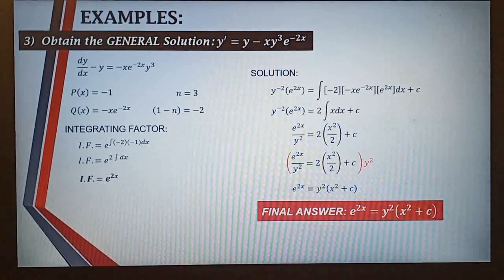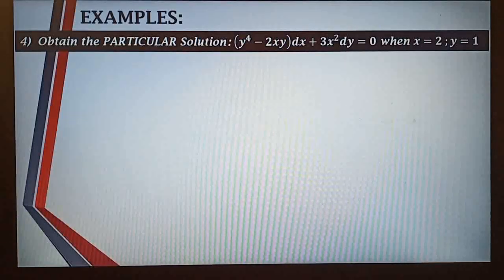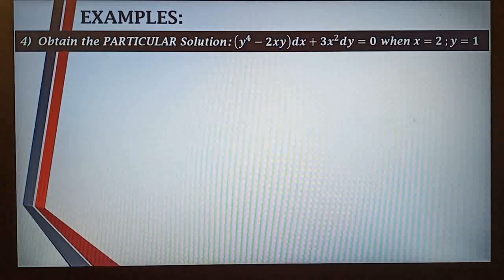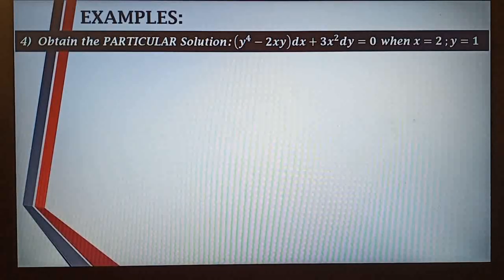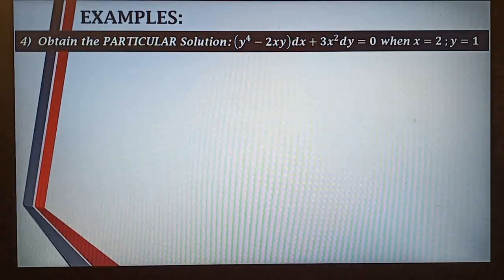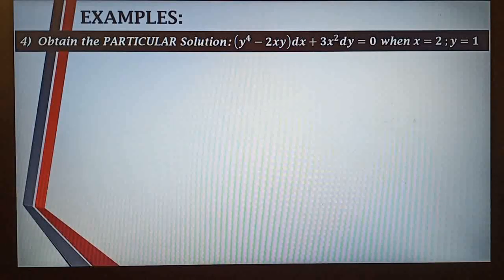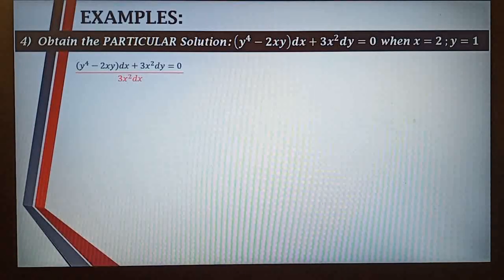Now example number 4, we need to obtain the particular solution of the given equation of quantity y raised to 4 minus 2xy dx plus 3x squared dy equated to 0 when the value of x is 2 and the value of y is 1. So we need to follow the standard form of the Bernoulli's equation. So you need to divide the whole equation by 3x squared dx.